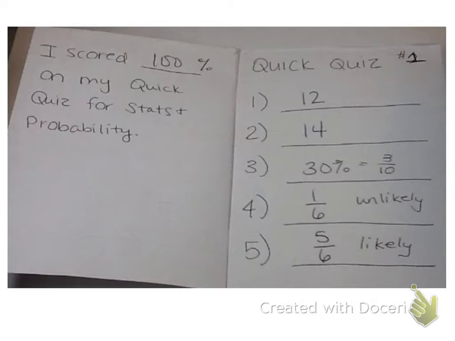Okay, I'd like you to score your quiz. Number 1 was 12. Number 2 was 14. Number 3 was 30% or 3/10. Number 4 was 1/6 or unlikely. Number 5 was 5/6 or likely.